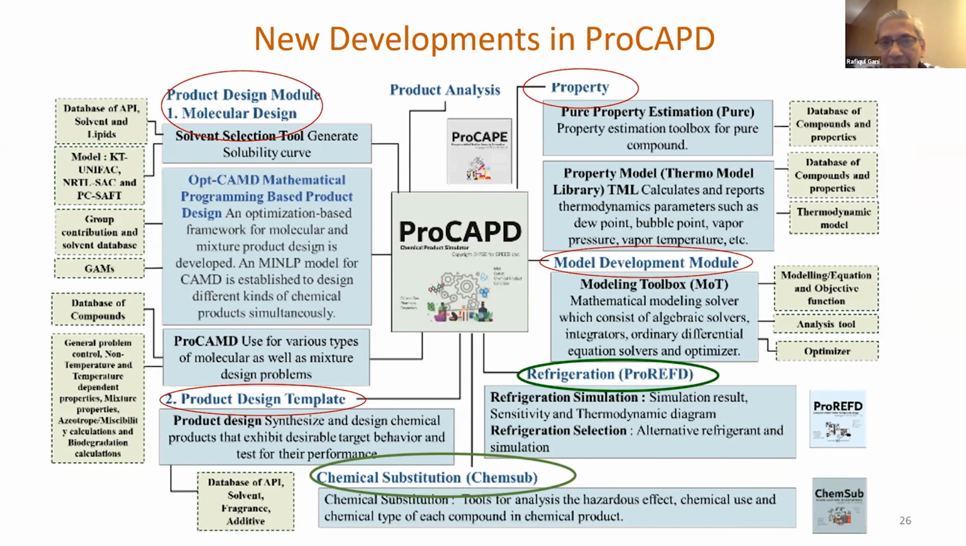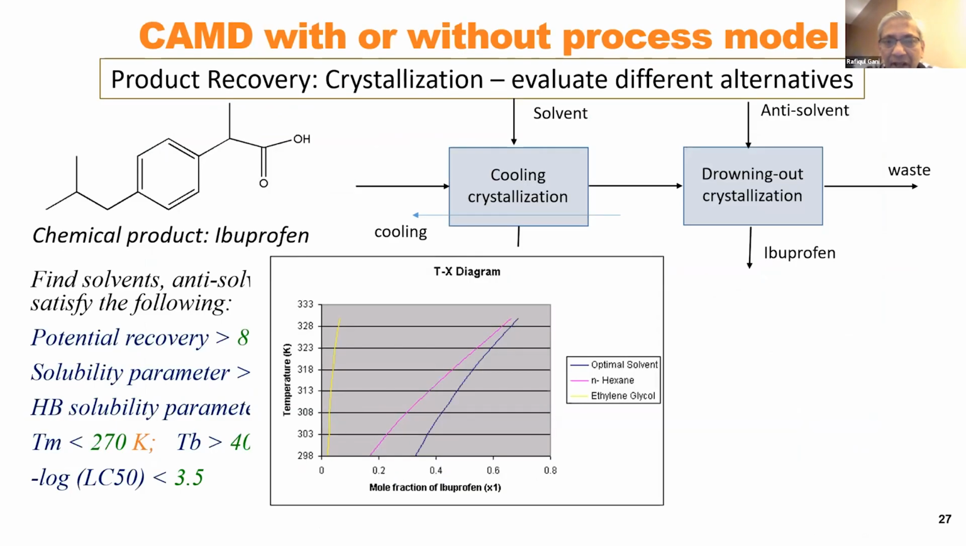So some new features that we have added is a wider application range of property prediction. ProRefD is for refrigerant design and chemical substitution and analysis. If you remember the crystallization example, here is the solution for it. First, we find the solvent. The solvent is the one that takes the curve to the left, the purple curve. So the original curve is black, which is on the right. So better solubility means it goes to the left.